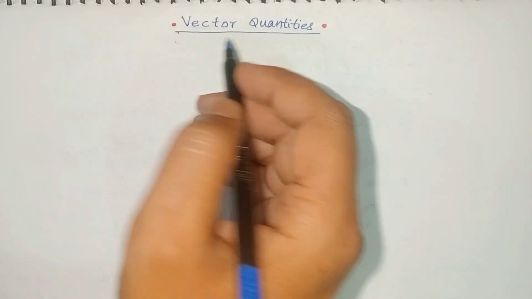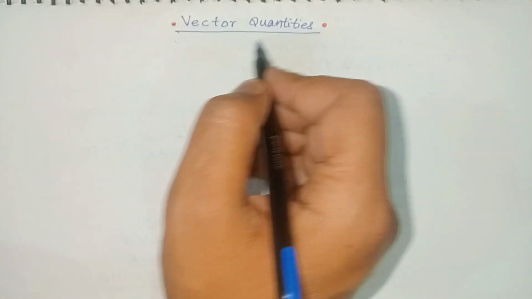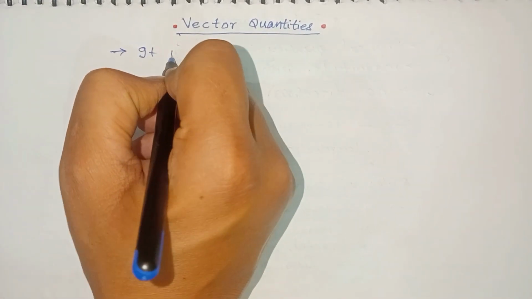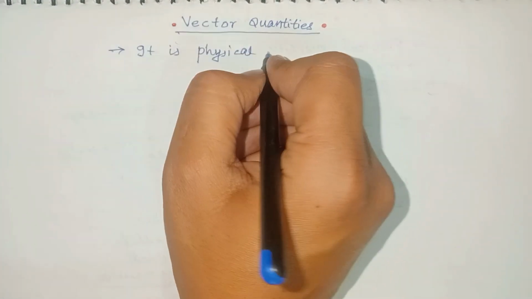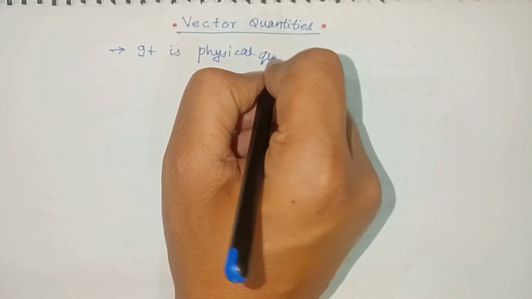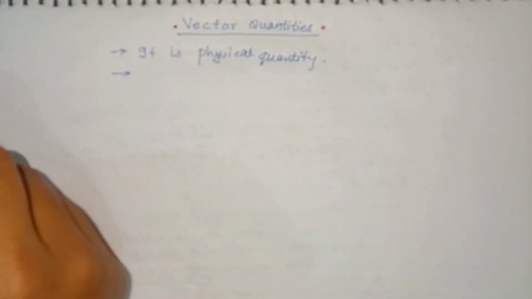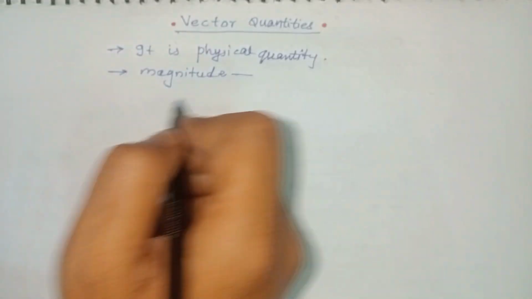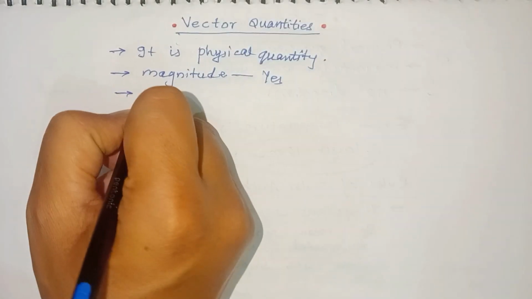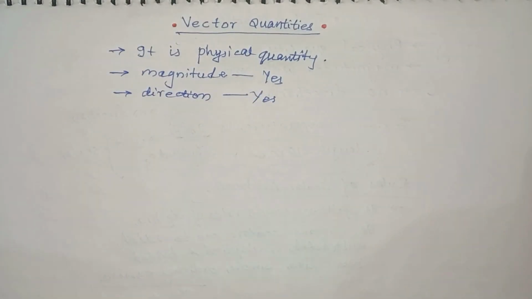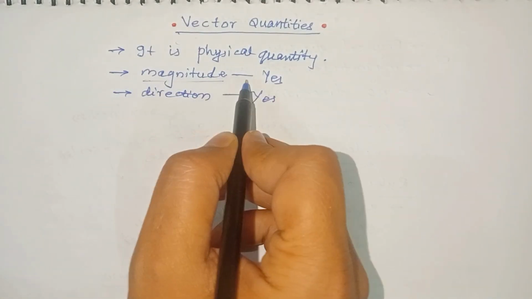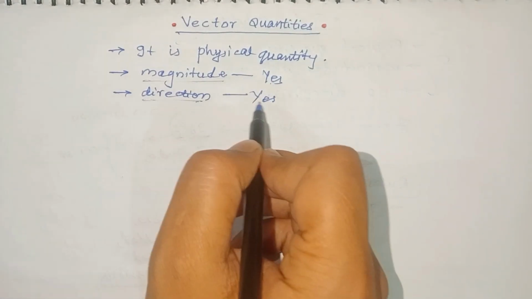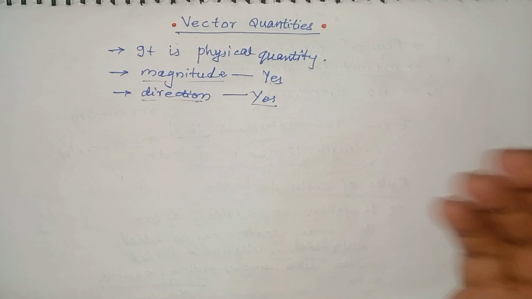Let's study vector quantities. Vector quantities are physical quantities. What other thing to consider? It has magnitude. It has direction. Vector quantities have magnitude, and they have direction.